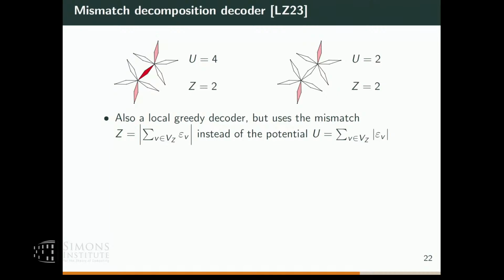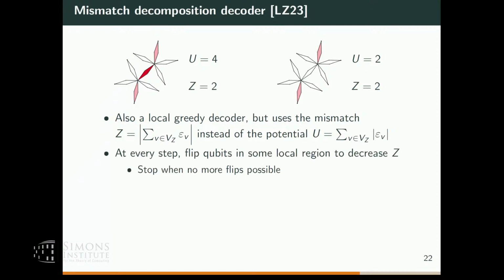So in this example here, the potential would be 4 because we count this qubit twice. But for the mismatch, there's going to be some cancellation, so the mismatch is actually 2. But in the first step of the decoding algorithm for the potential function, we could just flip this qubit, right? That's the first step that we would do. And after you do this flip, both cost functions would be the same, and they would operate in the same way. Again, at every step, we're flipping qubits in local regions in order to decrease this mismatch. And instead of stopping only when we reach 0 potential, we just stop when no more flips are possible.